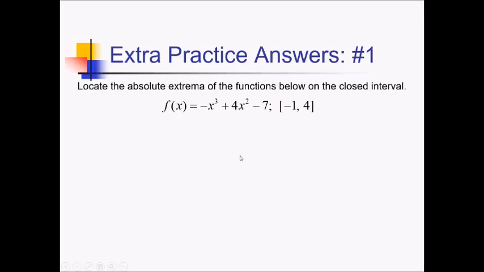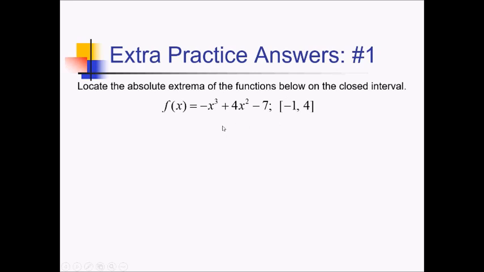For this problem, we're trying to find absolute mins and maxes for this polynomial over the interval -1 to 4. Now we know because we always have to test out endpoints, we're going to be testing out -1 and 4 no matter what. But let's see if there's any other critical values to test out on this.